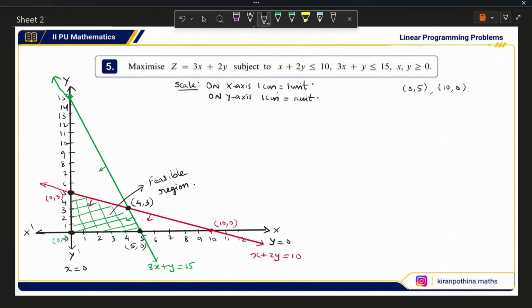See here, if you observe, we have two more points, 10 comma 0 and 0 comma 15 also, but we won't consider these as corner points, because wherever we get the region, only those corners we have to take.